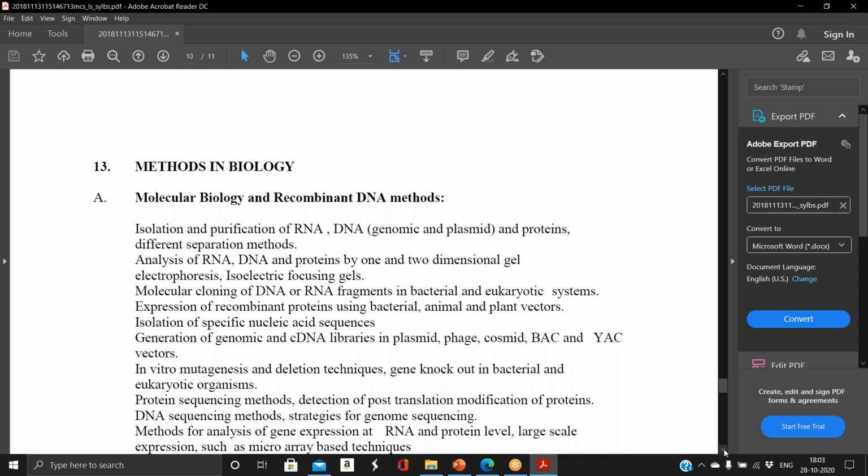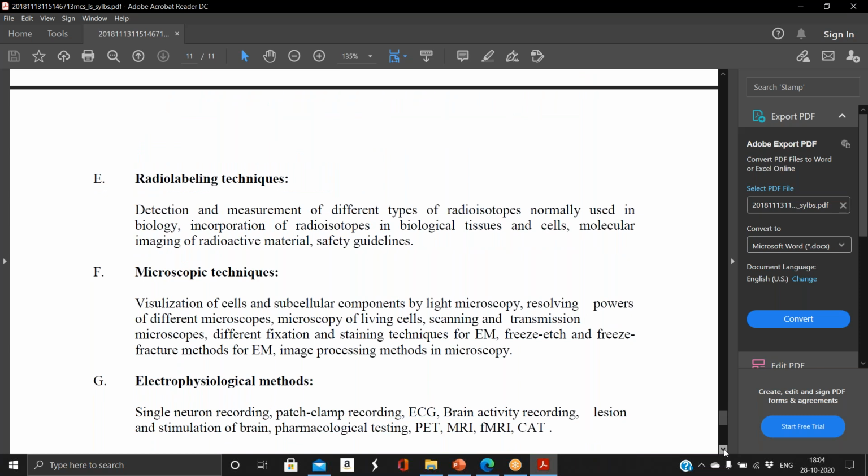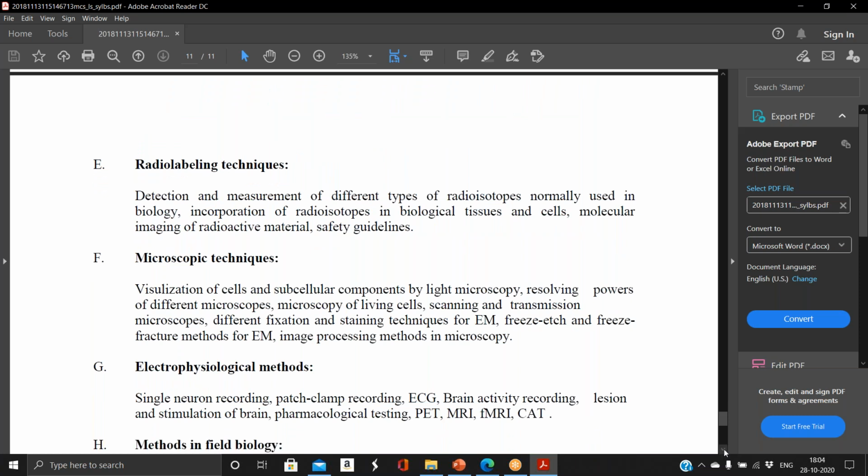In methods in biology, we have completed section F, microscopic techniques. We have gone through visualization of cells and subcellular components by light microscopy, resolving power of different microscopy of living cells, then scanning and transmission microscope, different fixation and staining techniques for electron microscope, freeze etch and freeze fracture methods for electron microscope, image processing methods in microscopy. So all those things we have completed. Now you can go for additional materials online and also from the reference books as well.